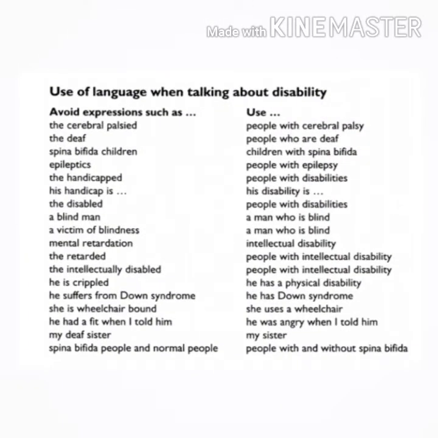So there are terminologies or the use of language when talking about disability. So examples, avoid expressions such as the cerebral palsy, the deaf, spina bifida children. Instead, use people with cerebral palsy, people who are deaf, children with spina bifida. So guys, people with disabilities also have a heart, so we must address them politely and correctly for them to feel also that they are part of the community, a valued part of the community.